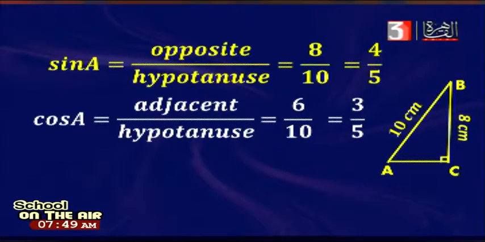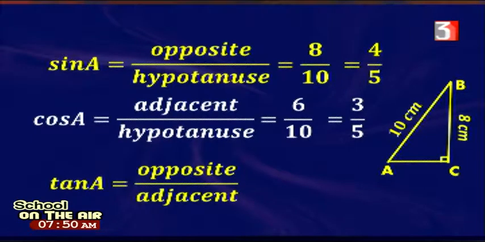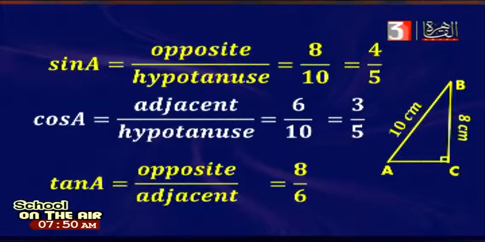Can you now find tan A? What about tan A? It is TOA. T-O-A. So tan equals opposite over adjacent. What about the opposite side to angle A? It is 8. What about the adjacent? It is 6. So it is 8 over 6. After reduction, you are going to obtain a ratio as 4 over 3. These are the main trigonometric ratios of angle A.